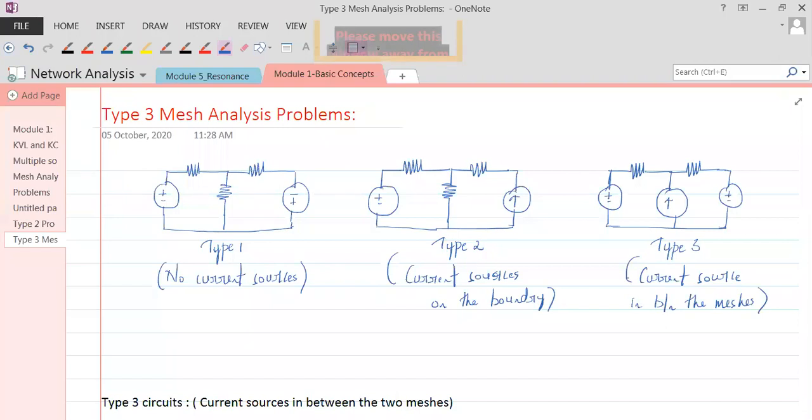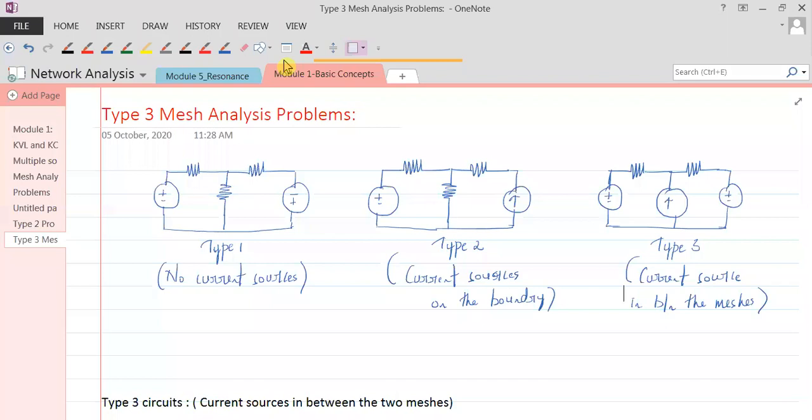In the textbook or anywhere, they'll not refer to them as type 1, type 2, type 3. But here, I'm doing this just to refer to them in an efficient manner. If I refer to type 1 circuit, you should understand there are no current sources. If I tell you there are current sources, you should ask me where exactly. Are they on the boundary or are they in between any meshes? If they are on the boundary, it's type 2. If they are in between, they are type 3. Understand that?